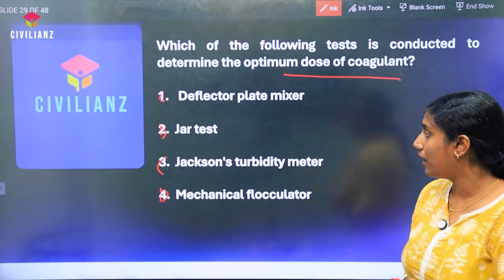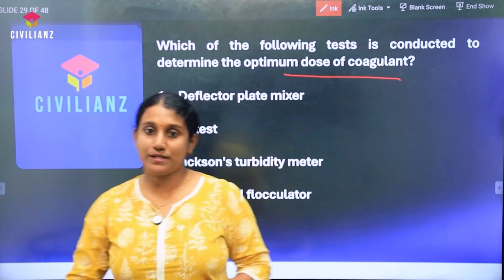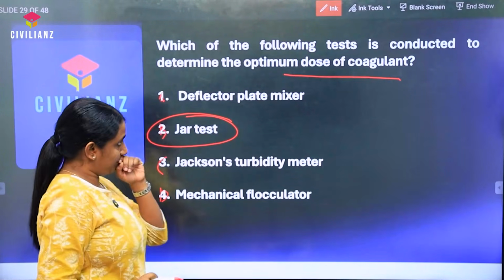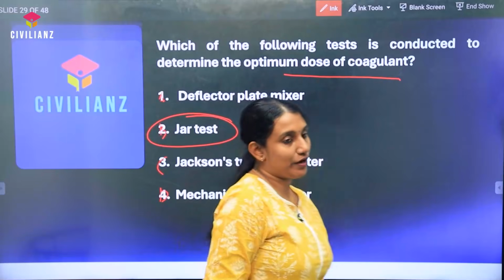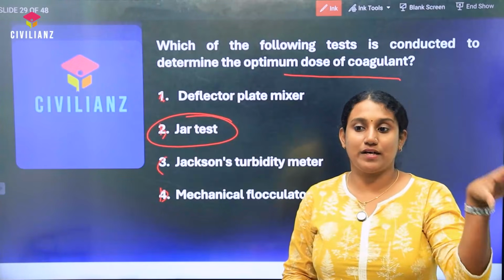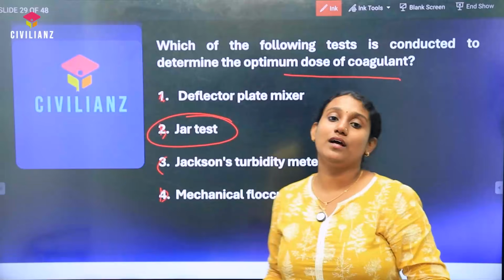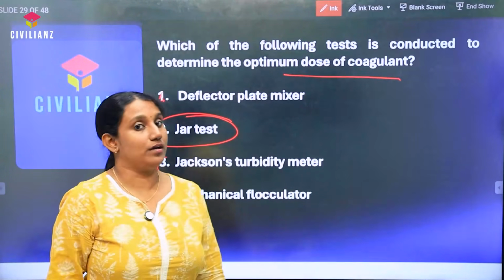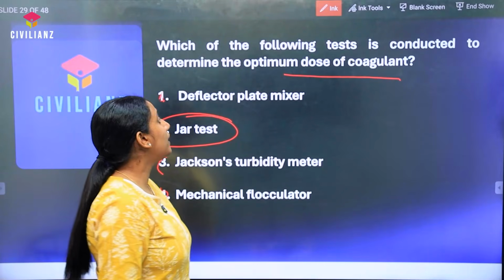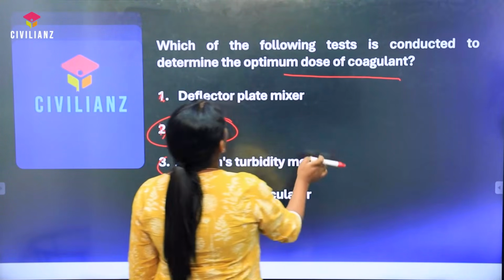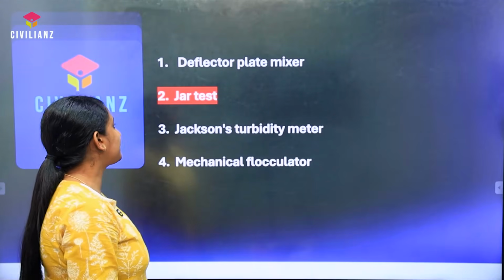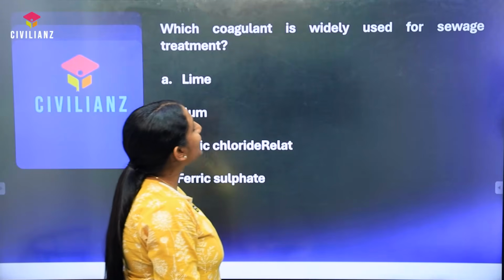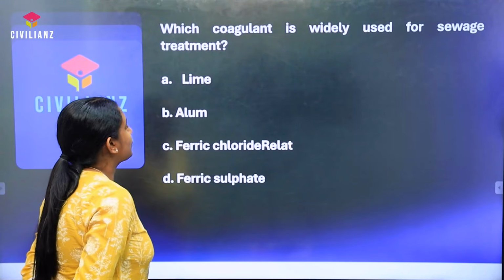Option B, jar test. Jar test is used for calculating the optimum dosage of coagulants. 5 jars are fixed in series order, and we can find out the coagulant dosage value from that test. Okay, so jar test is the test used to find out the optimum dosage of coagulant. Next question. Which coagulant is widely used for sewage treatment? Which coagulant?